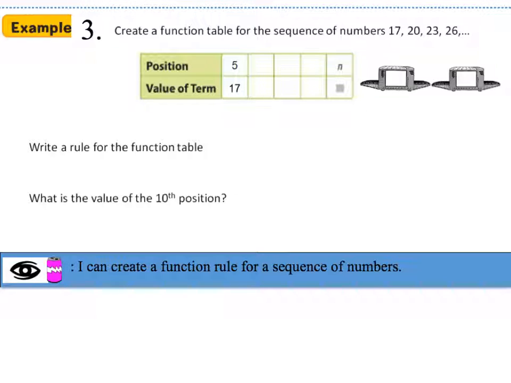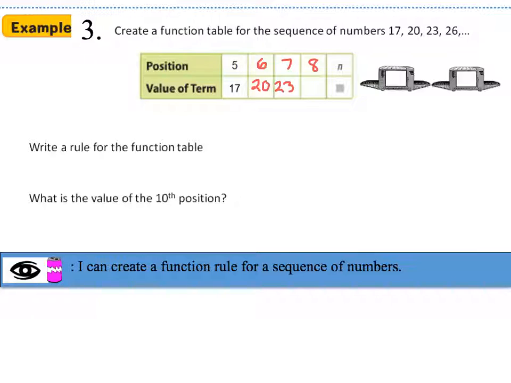So for example 3, it says create a function table for the sequence of numbers 17, 20, 23, 26, and so on. So according to this table, they're telling us that 17 is the 5th position of the sequence. So the 6th position will be 20. And the 7th position will be 23.